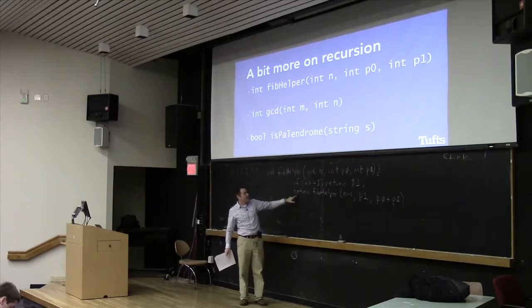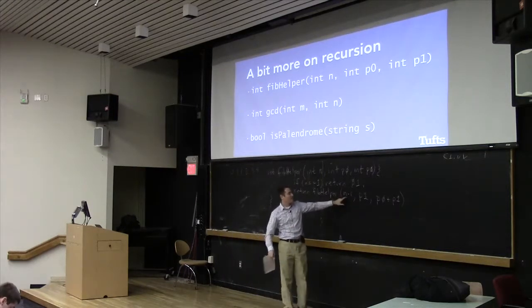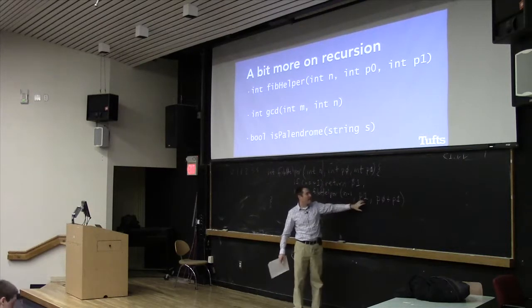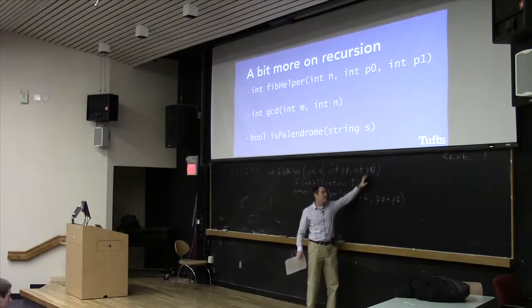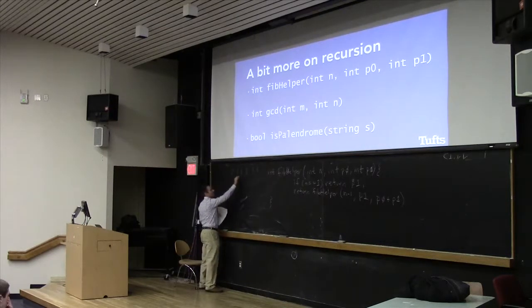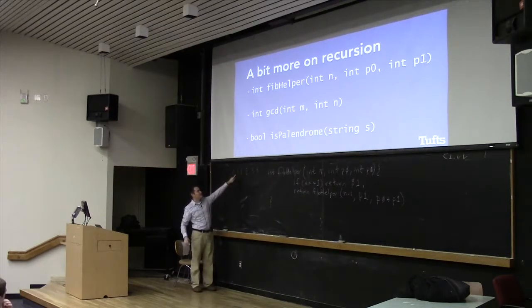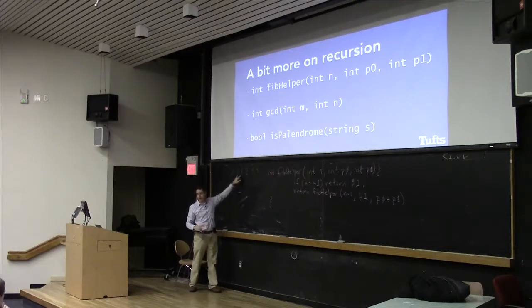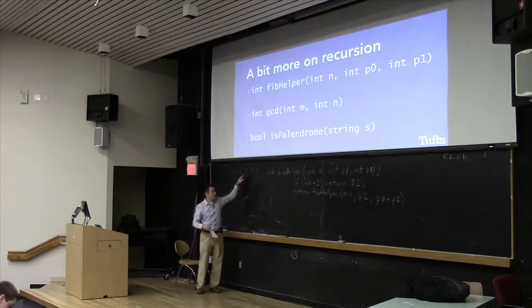Then it's saying, OK, return fibhelper of the integer we passed in, minus 1. And then the first, like if we pass in 0 and 1, what it's going to pass along is the second parameter, P1. And it's going to pass along P0 plus P1 like this. And notice it's walked its way along fibhelper, or the Fibonacci sequence.